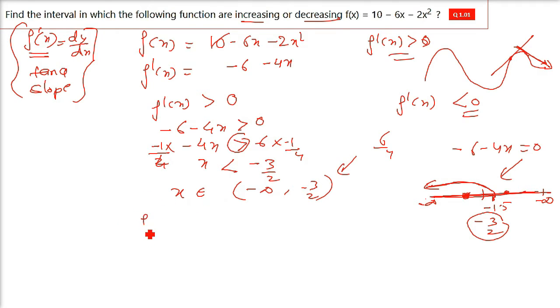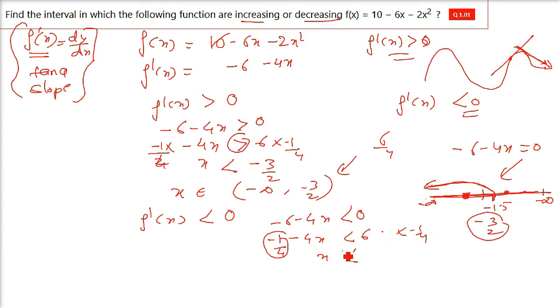In which interval is it decreasing? Same thing. f dash x should be less than 0. Same thing you have to do: minus 6 minus 4x. Only the inequality will change. Previously it was greater than 0, this is less than 0. Again minus 4x, 6 goes to the other side. Let us multiply both sides by negative 1 by 4. When we multiply by negative 1 by 4, as I suggested, the inequality will change. So the minus 4 will get removed, and the inequality sign is going to change. So it should be greater now. This is minus 3 by 2.